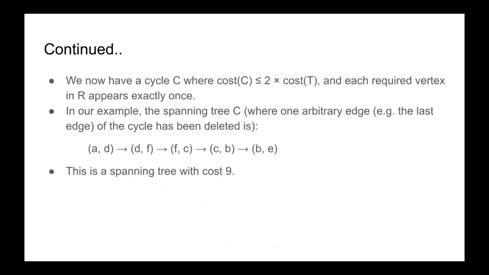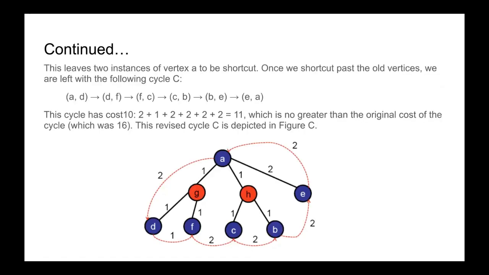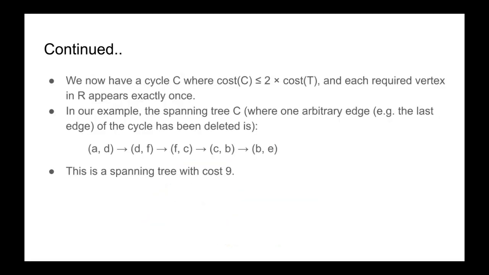So now we have a cycle where the cost C is less than or equal to 2 times the cost D, right? And every required vertex, which is A, F, C, B, E, we have in the minimum spanning tree, right? So we have it. Which is basically, in our example, the minimum spanning tree itself. It has the cost of 9.